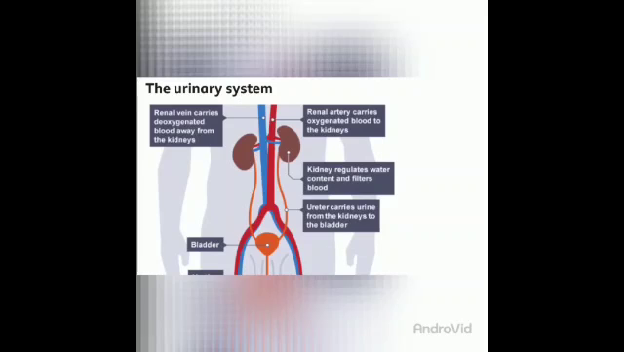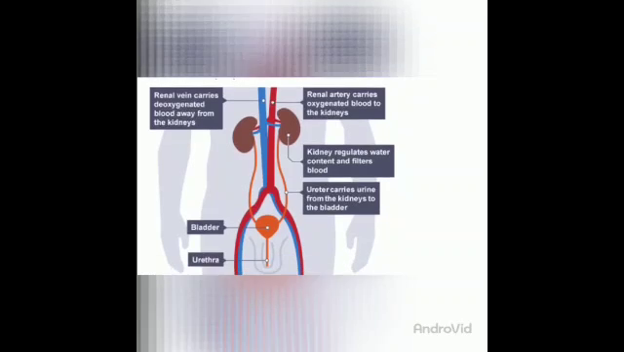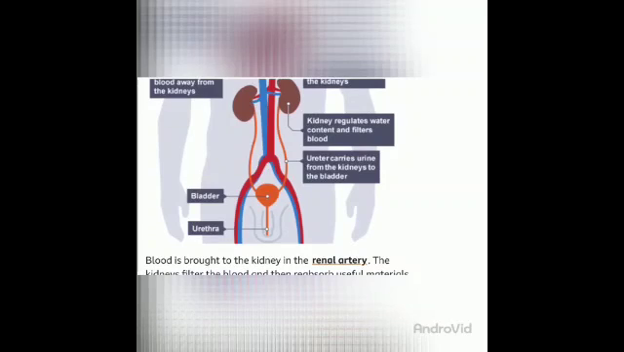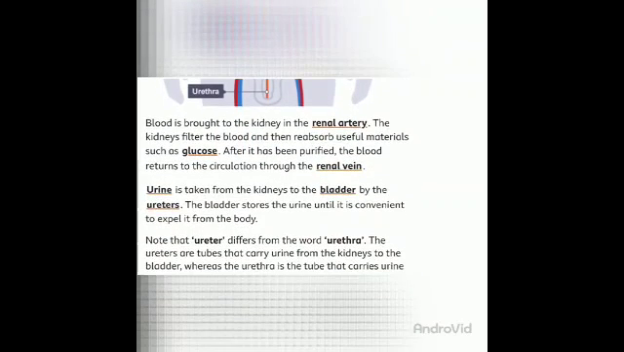Then we have a kidney which regulates water content and filters blood. Then we have a two pipe-like structure which is called the ureter, which carries urine from the kidneys to the bladder, and at the bottom you can see a triangle structure which is called the bladder. At the end you will get the urethra. So this is all about the excretory system in humans.